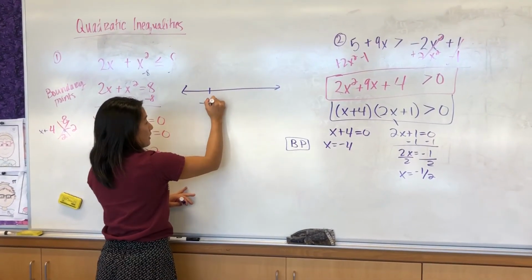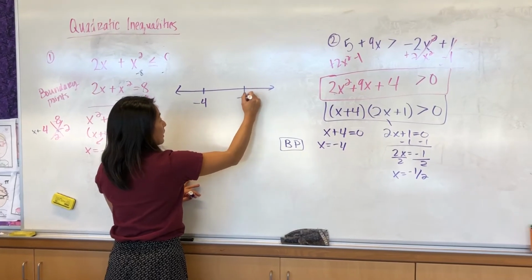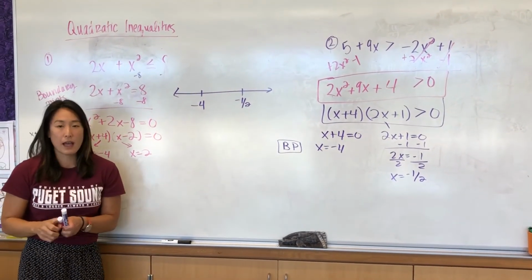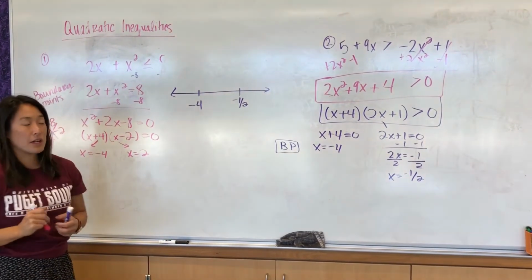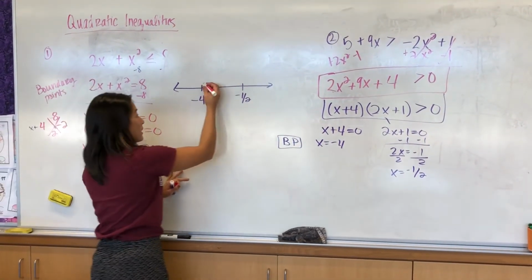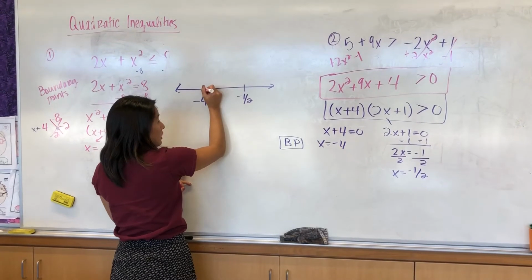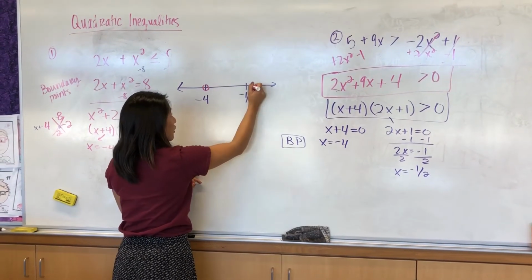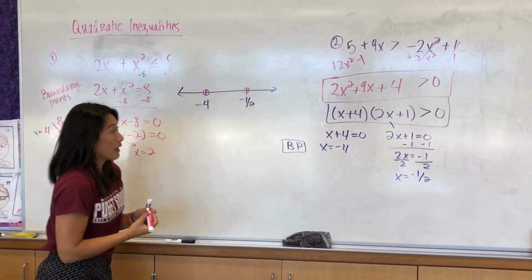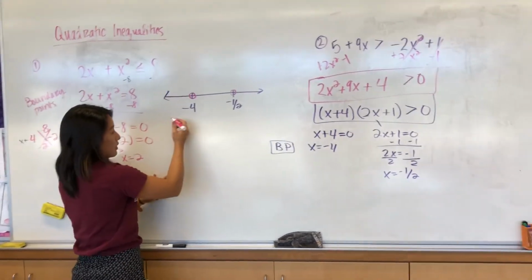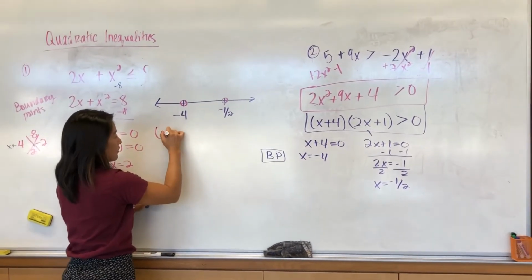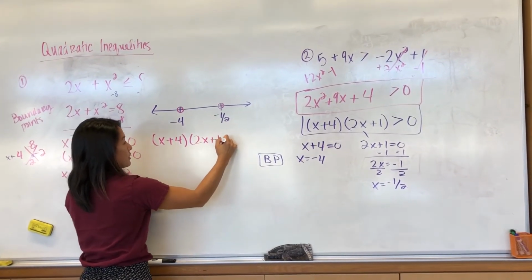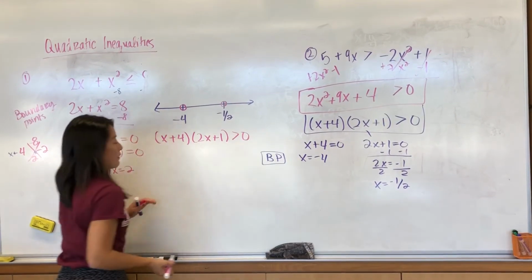So, negative 4, negative 1/2. What happens when we plug in negative 4 or negative 1/2 into our inequality? We're going to get 0. Can we equal 0? No. Open circles. Okay? So, here's my factored form equation. X plus 4 times 2x plus 1 is greater than 0.